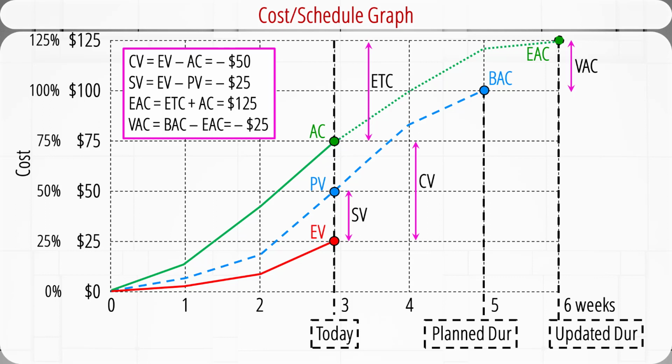The project time is also extended from 5 weeks to 6 weeks, a 1-week schedule overrun. So the cost variance at completion, VAC, which is equal to the budget at completion, BAC, minus estimated cost at completion, EAC, is negative $25, which marks a 25% cost overrun.